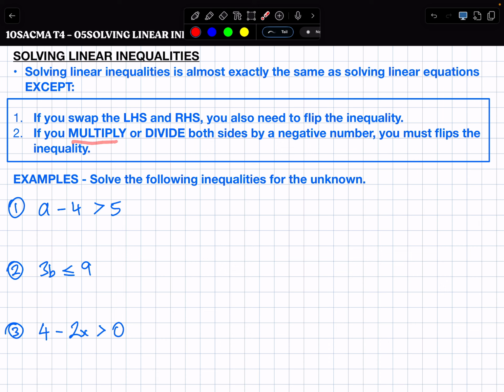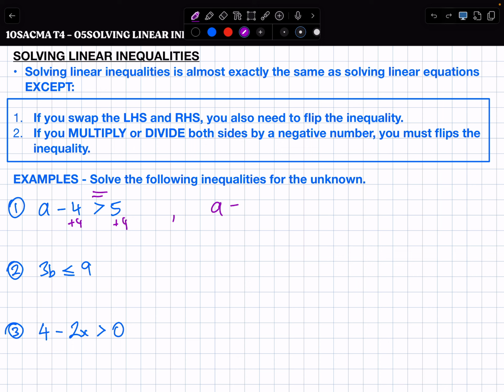Right now, ignore that it says an inequality. Pretend that it says an equal sign. Just solve the equation as normal. How would I get rid of the take 4? What's the opposite of taking 4 from something? Adding 4. So I'm going to add 4 to both sides. So it's going to be A is greater than, what's 5 plus 4?